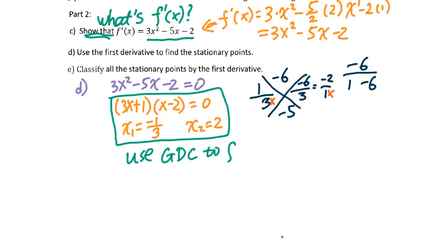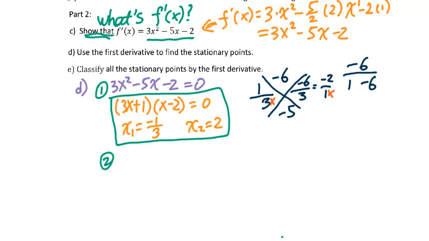If you don't want to show the work like this, you can just say use GDC to find your x1 equals -1 over 3, x2 equals 2. For any equation, you can use a graphing calculator to get the zeros. This is the first step.